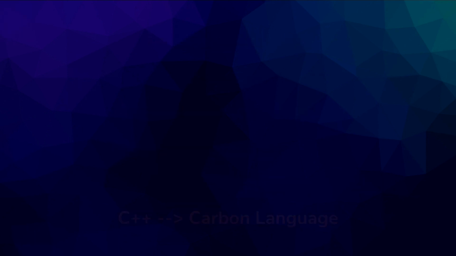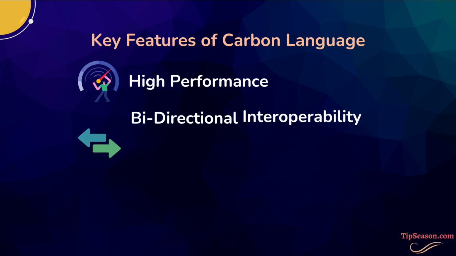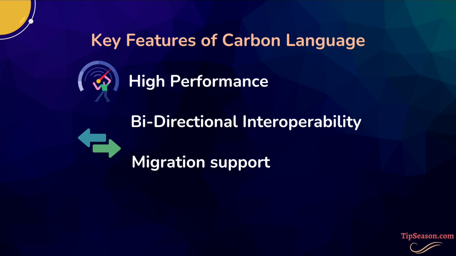Now let's look at some of the key features of Carbon language. The first important feature of Carbon language is high performance. The biggest goal for Carbon language is to have performance similar to what C++ offers. The second important goal for Carbon language is bidirectional interoperability. What that means is you will be able to invoke C++ code from Carbon language. Similarly, you should be able to invoke Carbon language code from C++.